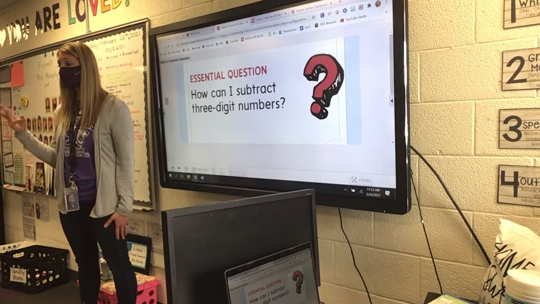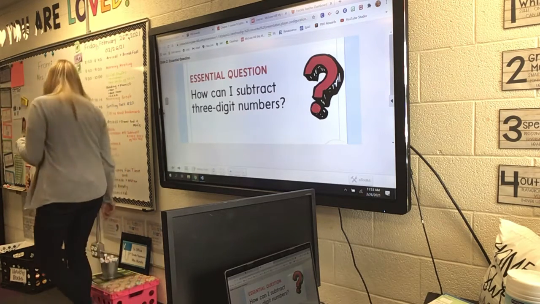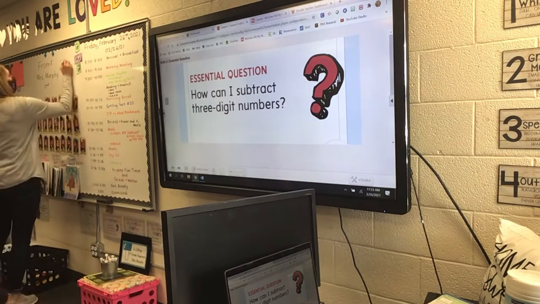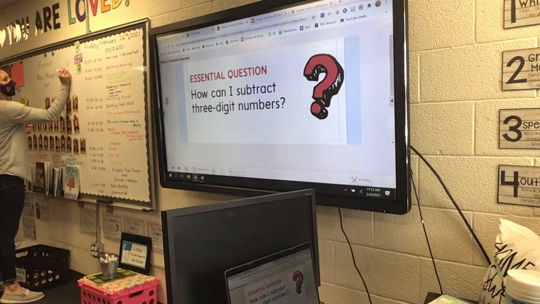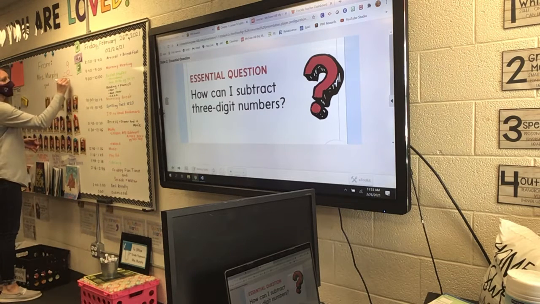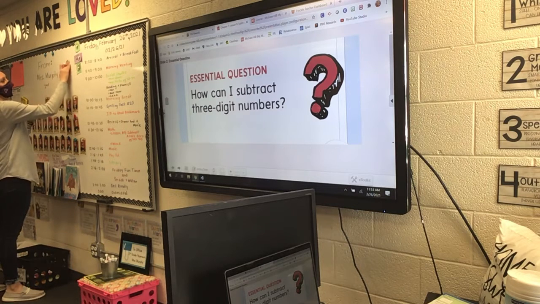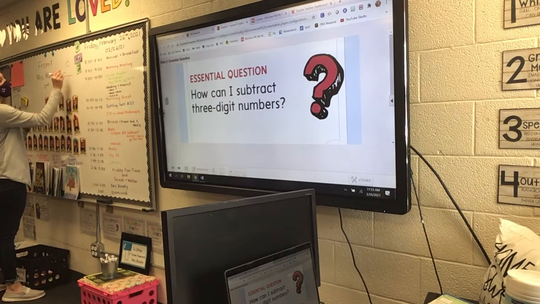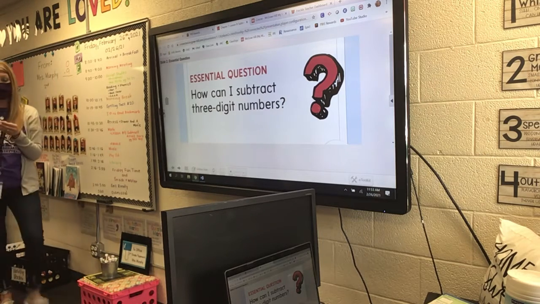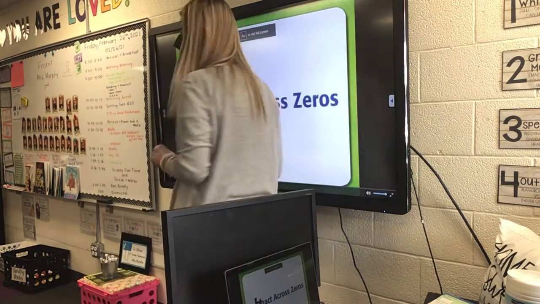Now the zeros that we're going to be subtracting are not at the bottom, because that would be easy. If I had 9 and I want to take away 0, what would that be, guys? 9. That would be easy. These zeros are not at the bottom. Guess where they're going to be? At the top. And so we're going to learn what we're going to have to do if there are zeros at the top. So I want you to watch this video.